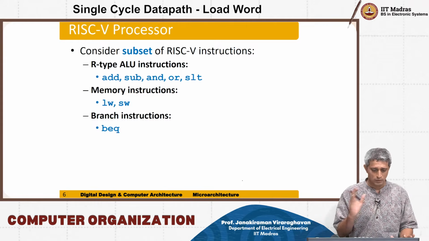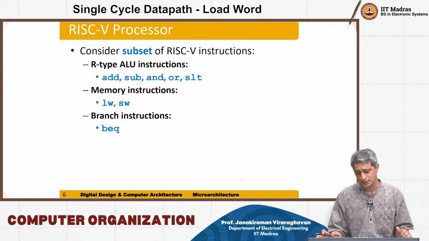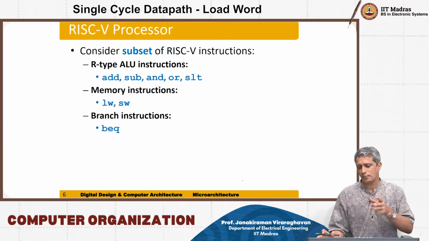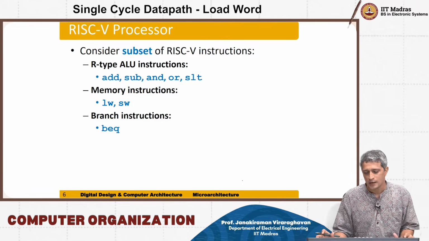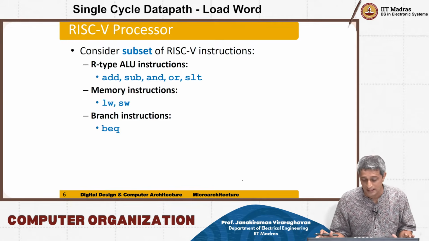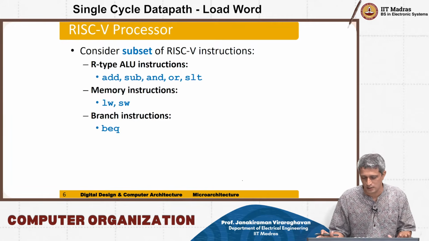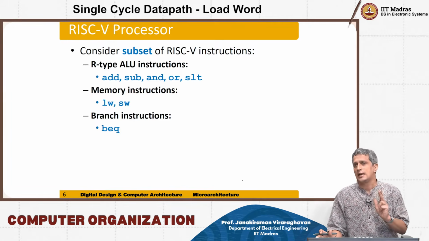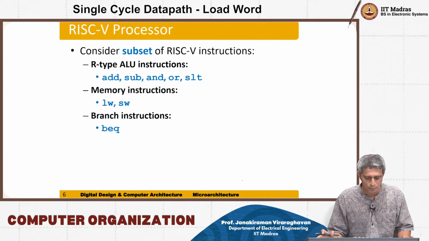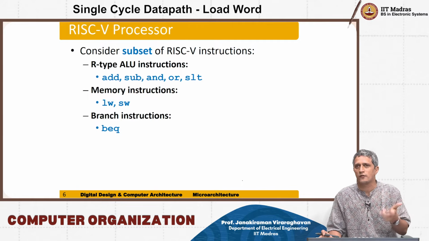So let's look at the R type of instruction. We are going to look at only 3 subsets. One is R type, ALU instructions: add, subtract, and, or, whatever. Then we are going to look at memory instructions, load word and store word. And then we are going to look at branch, branch on equal, BEQ.